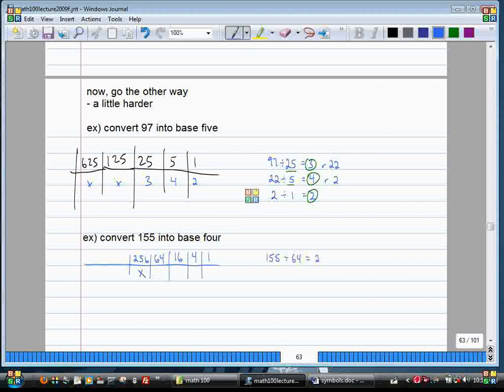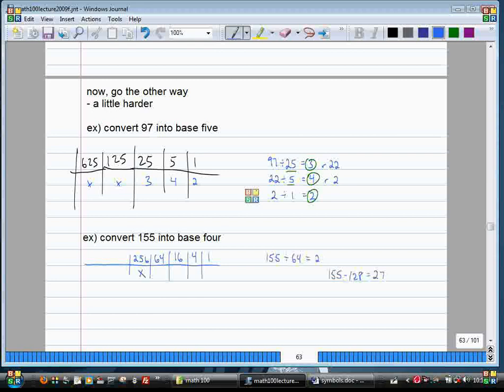Right. So then you need to figure out the remainder. Now in the previous one, we could more or less do it in our head. Maybe you can't figure out the remainder in your head. That's fine. 2 times 64 is 128. So what you need is 155 minus 128, and that's your remainder. And what is that? 27. Okay.